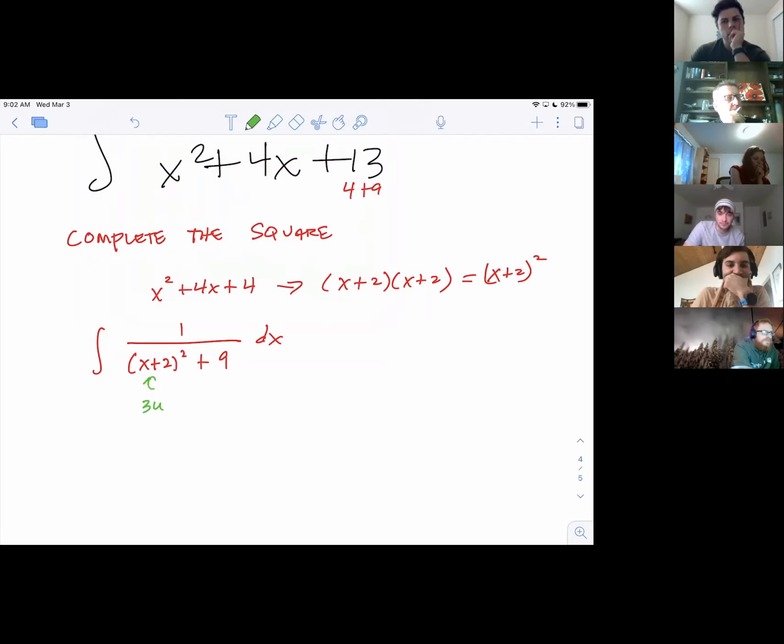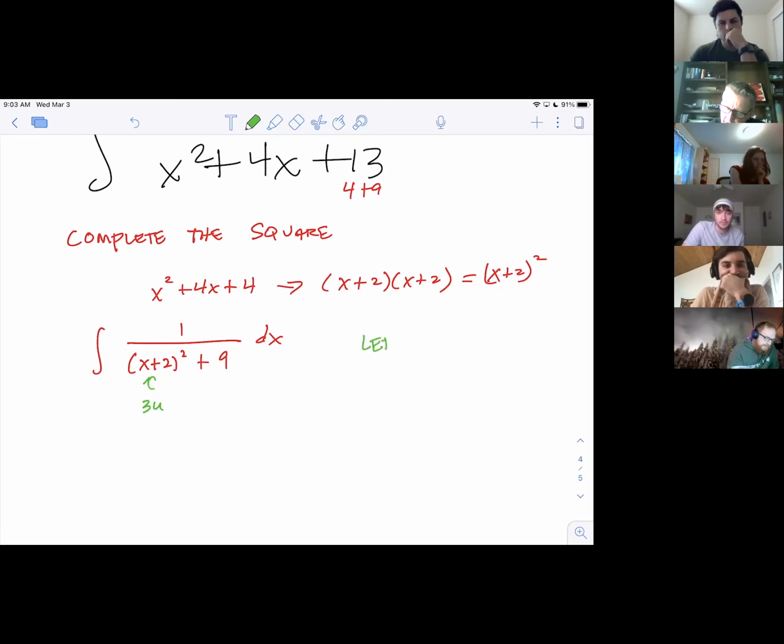Because if it was squared, it'd be 9u squared. Yeah, and then this could be simplified, the 9s. Yeah, and then those 9s could factor out, and then I'd have u squared plus 1 again, and it would look like inverse tangent. So notice your substitutions can be sort of messy.